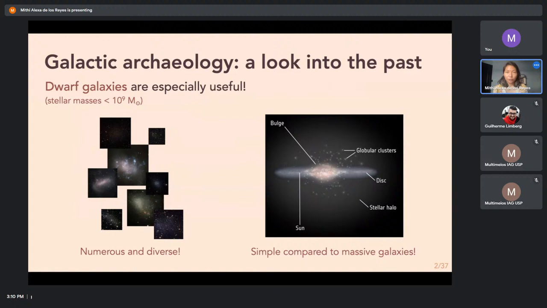Dwarf galaxies are also relatively simple. Compared to a galaxy like our Milky Way, which has a lot of moving parts, there's a bulge, multiple components in the disk, there's a stellar halo, and each of those components has its own accretion history and star formation history. Dwarf galaxies, on the other hand, don't usually have quite so many parts, and so it's a lot easier to untangle physically what's happening in a galaxy.